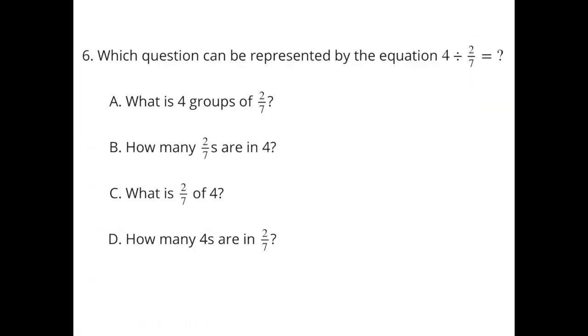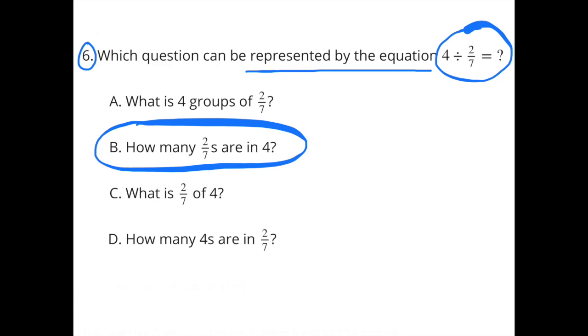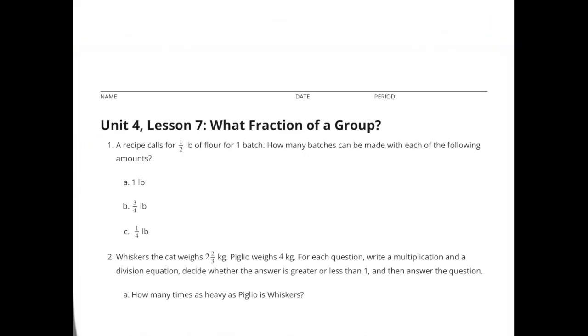Number 6. Which question can be represented by the equation 4 divided by 2/7 equals what number? The answer is B. How many 2/7 are in 4? Congratulations! You have completed Unit 4, Lesson 7. What fraction of a group?